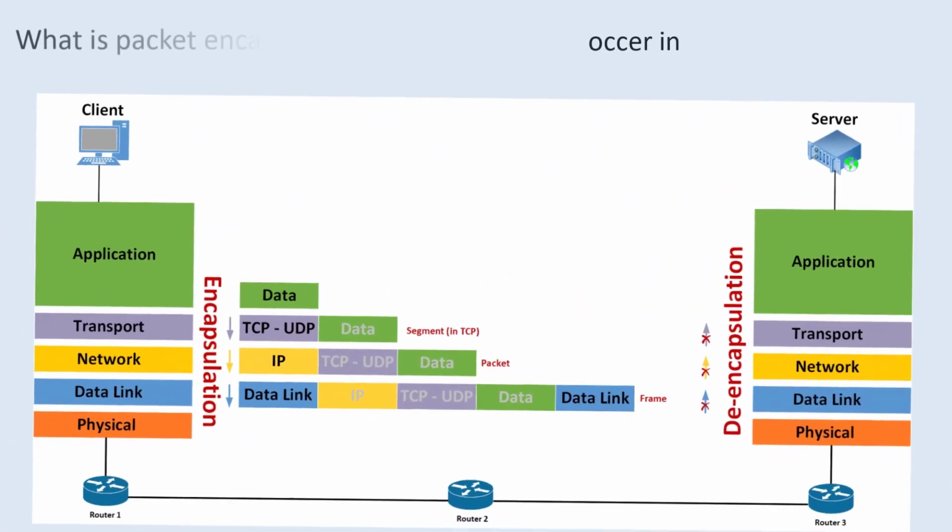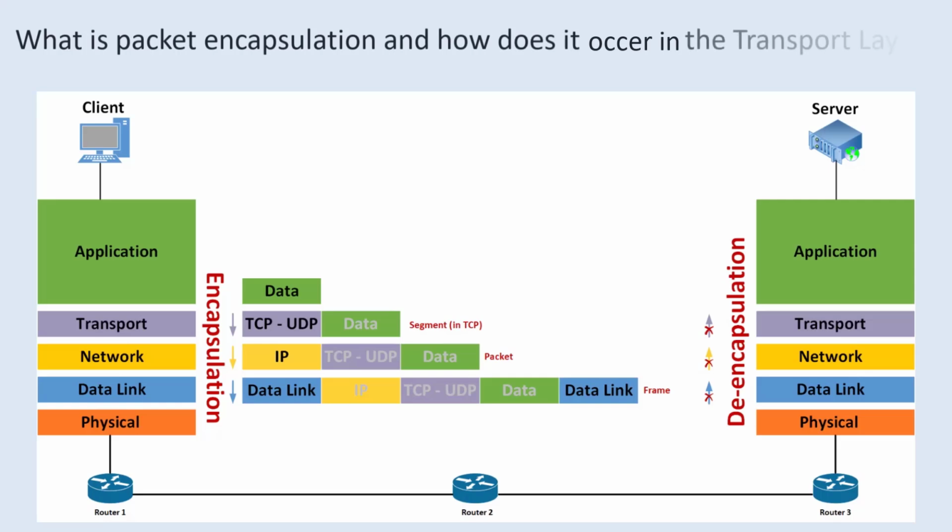What is packet encapsulation and how does it occur in the transport layer? Great question. Packet encapsulation, my friends, is the process of adding headers to the original data at each layer of the networking protocol stack as it travels down from the higher layer to the lower layers.